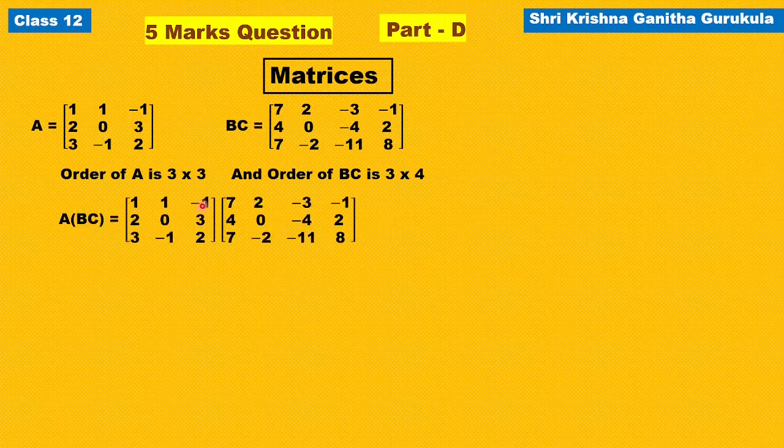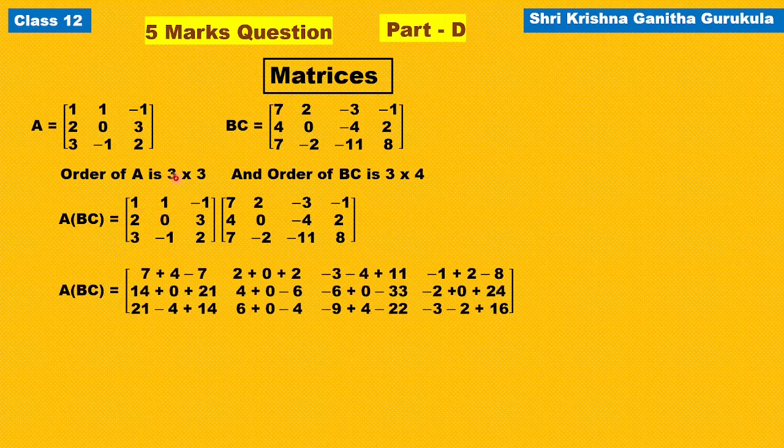Now we'll consider first row and multiply with the corresponding elements of all the 4 columns. So first row with first column. That gives us 1 into 7 is 7. 1 into 4 is 4. Minus 1 into 7 is minus 7. That gives us 7 plus 4 minus 7. Then we'll be considering the first row with the second column. 1 into 2 is 2. Then 1 into 0 is 0.